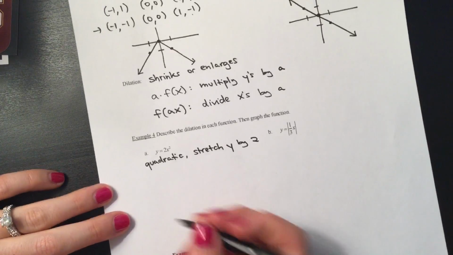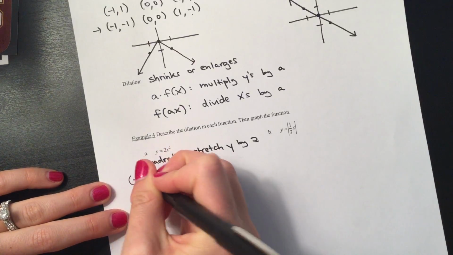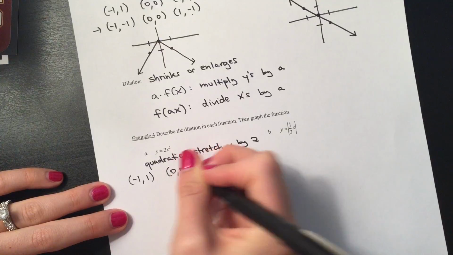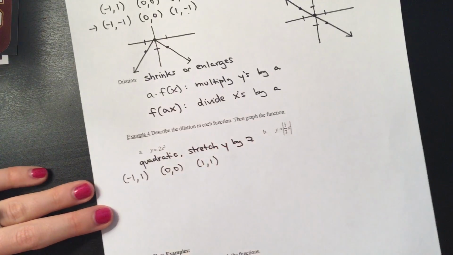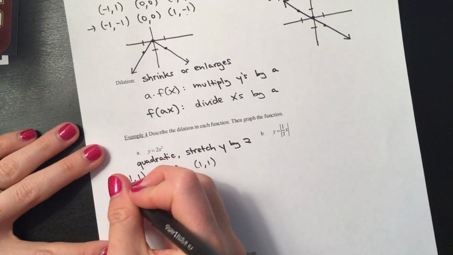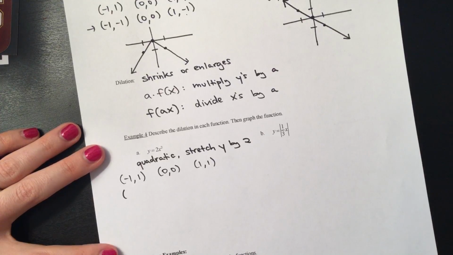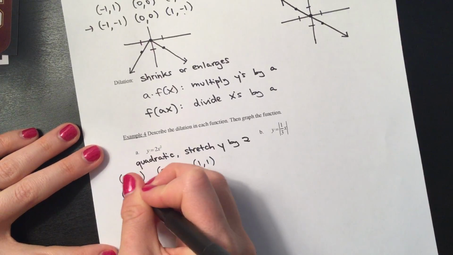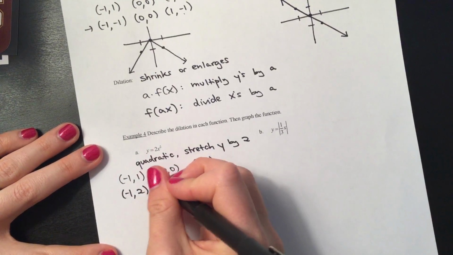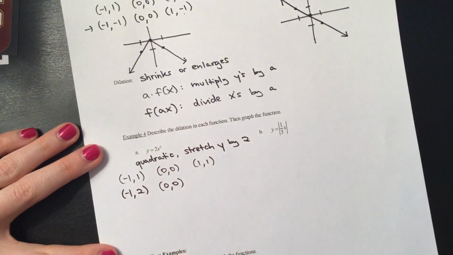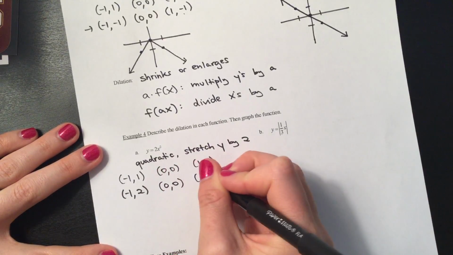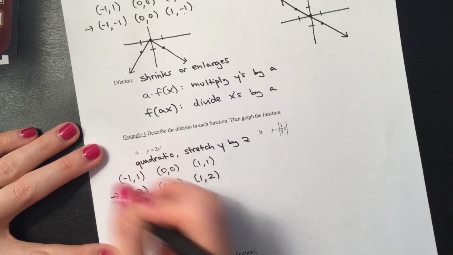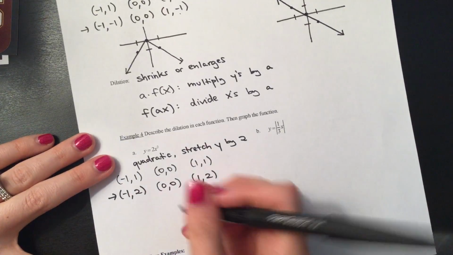So start with your original 3 points. So quadratic starts with these 3 points. And we're going to stretch our y values by 2. So don't change the x's, but multiply the y's by 2. So y gets multiplied by 2. Y gets multiplied by 2, but of course it doesn't matter. And y gets multiplied by 2. So plot these new points, and that will be your graph.